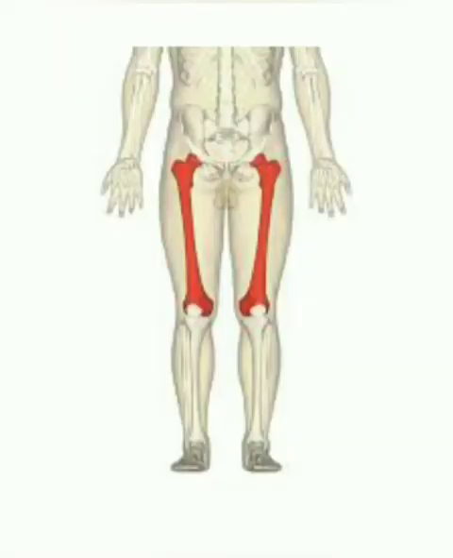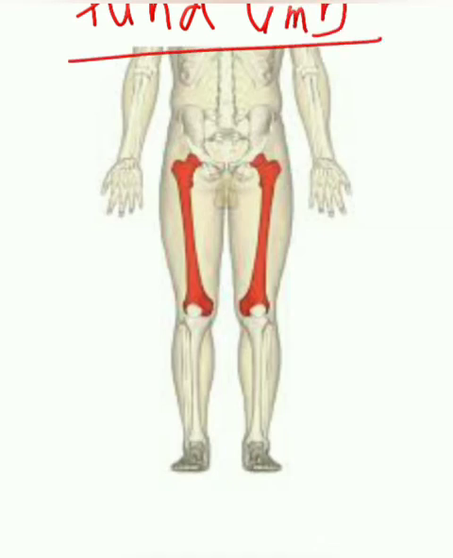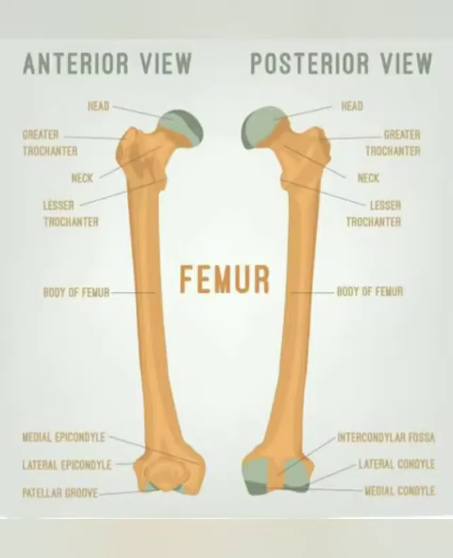Now let's move to the next portion, that is the lower limb, or we call it hind limb. So hind limb consists of femur, patella, fibula, tibia, tarsals, metatarsal and phalanges. First one is femur, which is also called thigh bone.